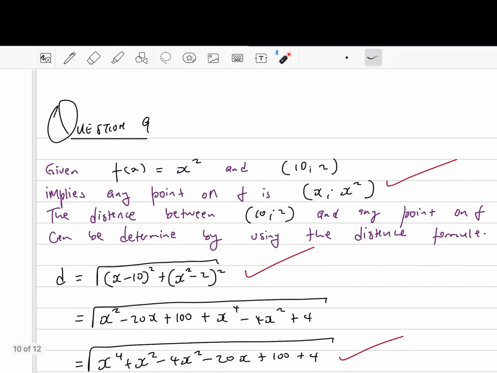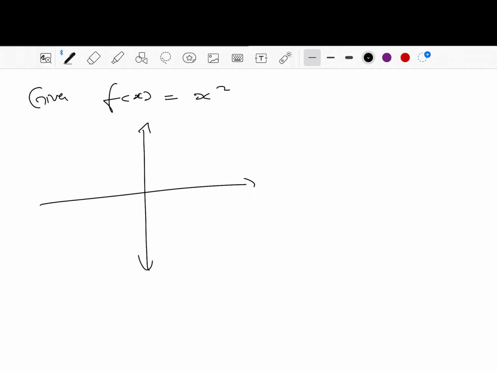So let me give you a picture, just to understand what they're saying. You are given a quadratic equation, f of x is equal to x squared, and the picture of this quadratic equation will look like this. It touches the origin, and you are also being told that there is a point, this point here, where the x value is 10 and the y value is 2.